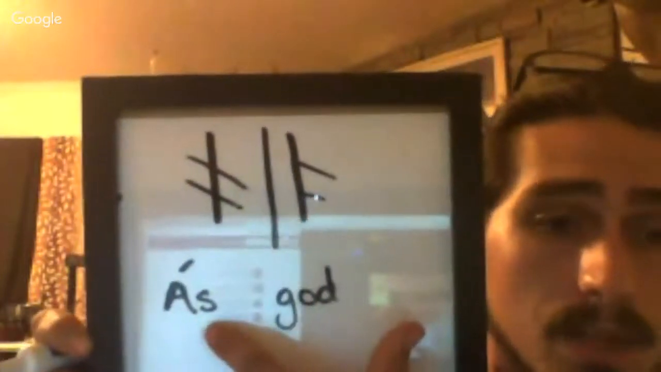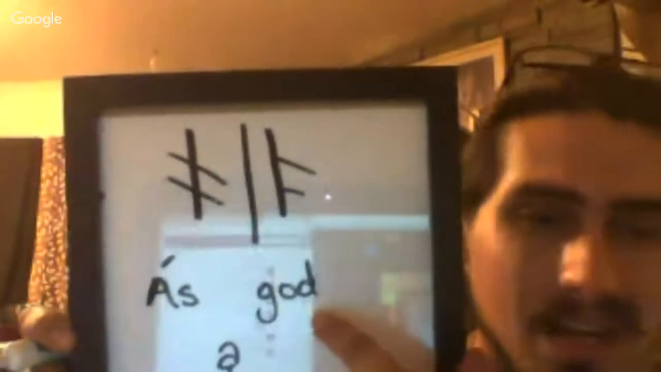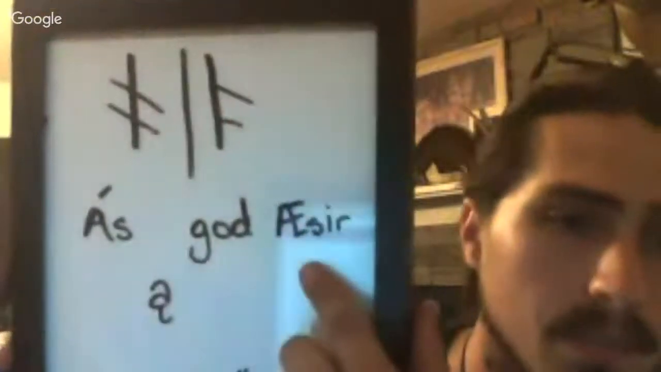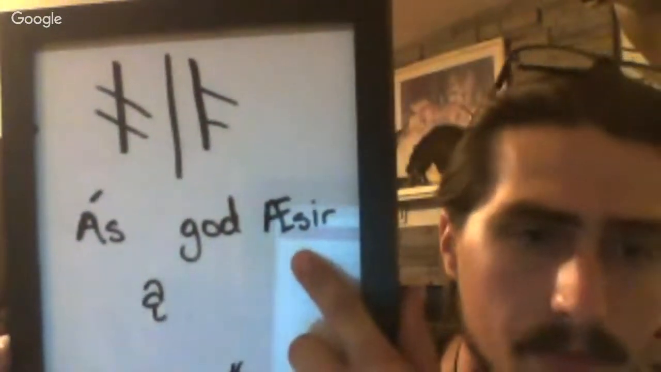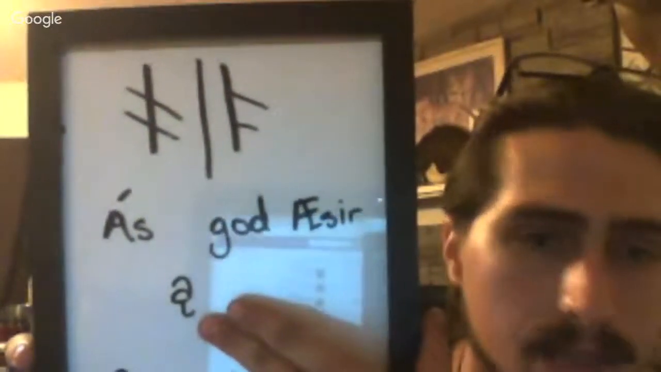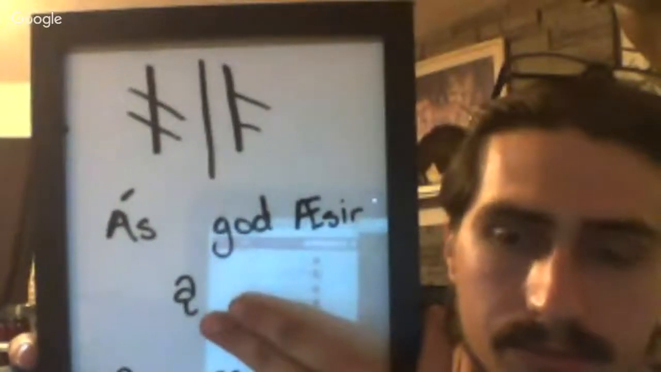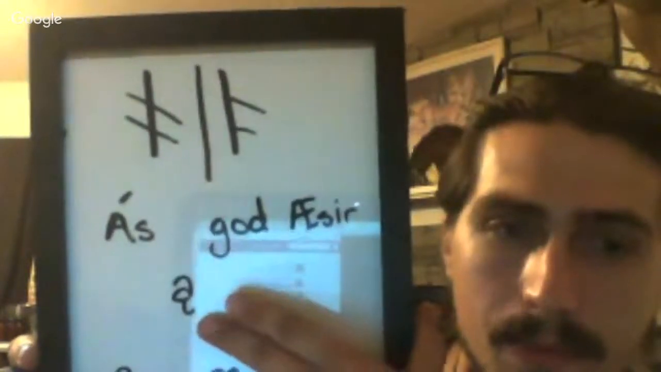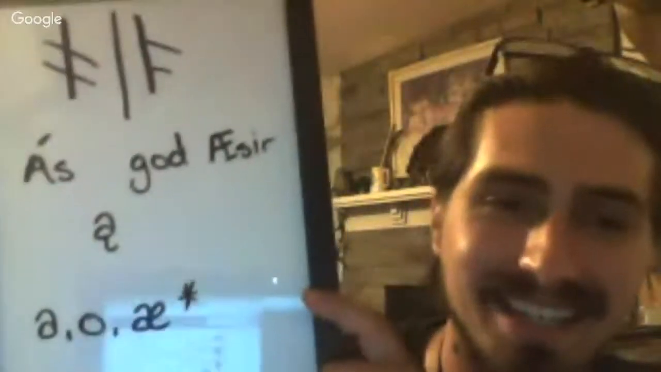Again, this is the form. This is the word os, which means God, more or less. It's the singular form of a word you may be more familiar with if you read the myths and legends, Aesir. And it's transcribed as this hooked A.